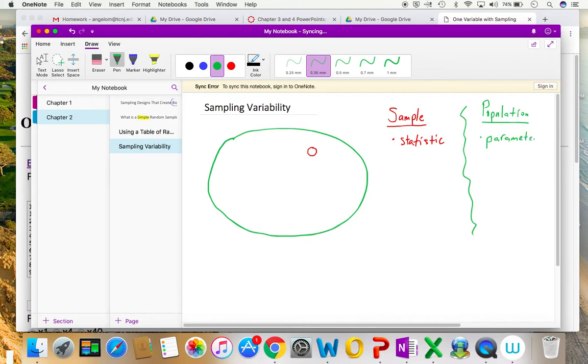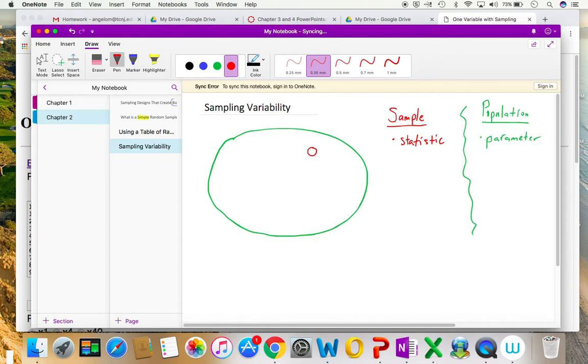Oftentimes I think of the parameter like a unicorn. The reason I think of it like a unicorn is it's very hard to obtain the parameter for any variable. Even if we conduct a census, for example, the median income of people in the US, that's a unicorn. We're never going to get that number exact. So we attempt to get to that unicorn, that parameter, by gathering a statistic.